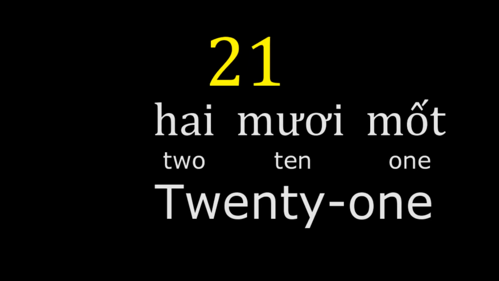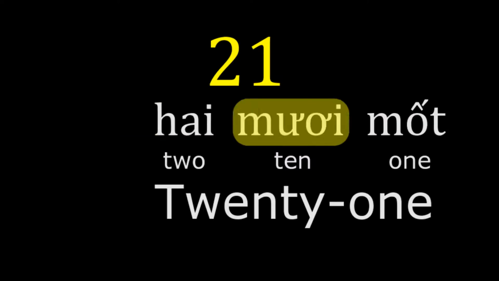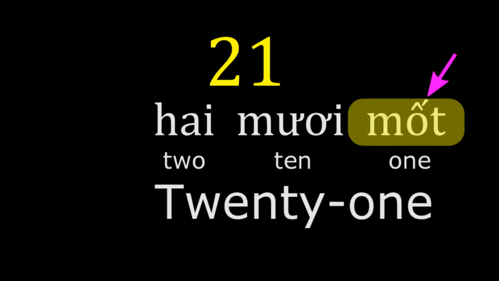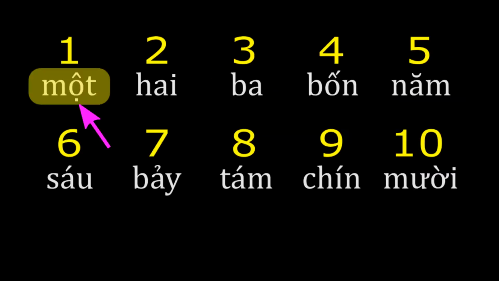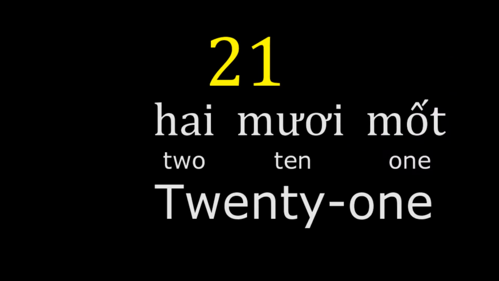Okay, 21. 21 is just 2-10-1. There is a slight change in the word 1. We have learned that 1 is 1. Notice the diacritical mark at the bottom of the word. But when you say 21, it is 1. Notice the diacritical mark at the top of the word. This slight change also applies to 31, 41, 51, 61, 71, 81, and 91. At this point, you have had all the knowledge to count from 1 to 99.